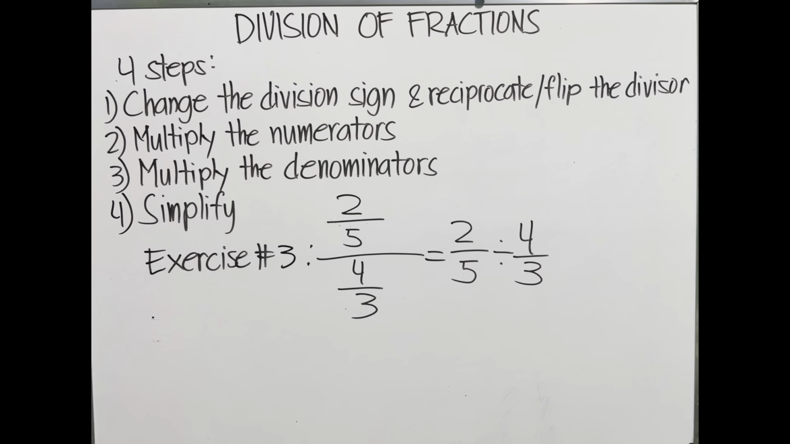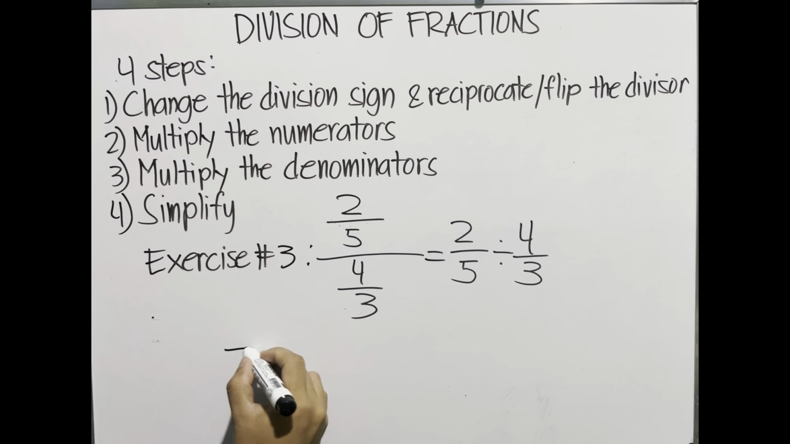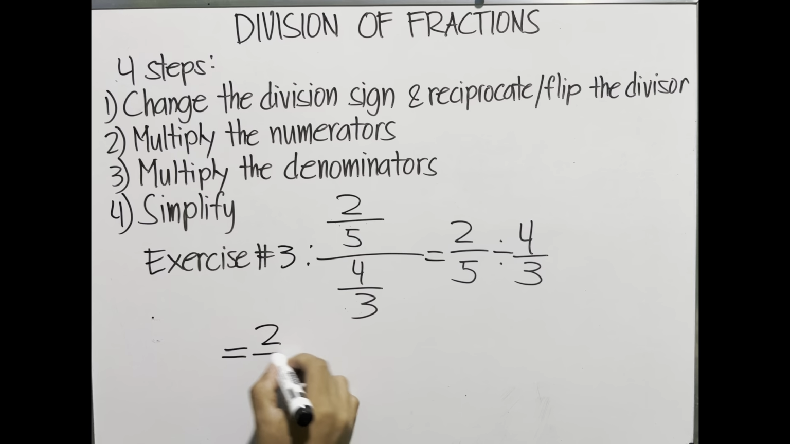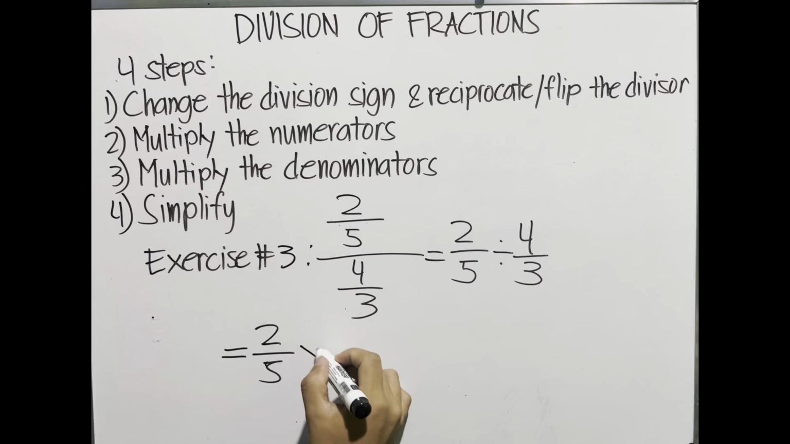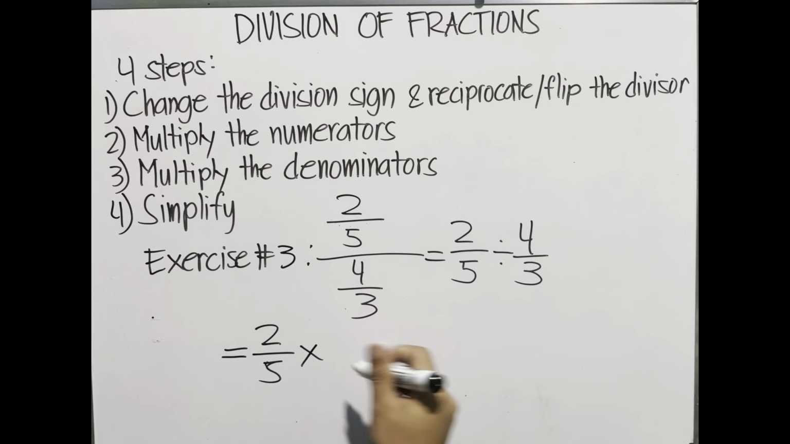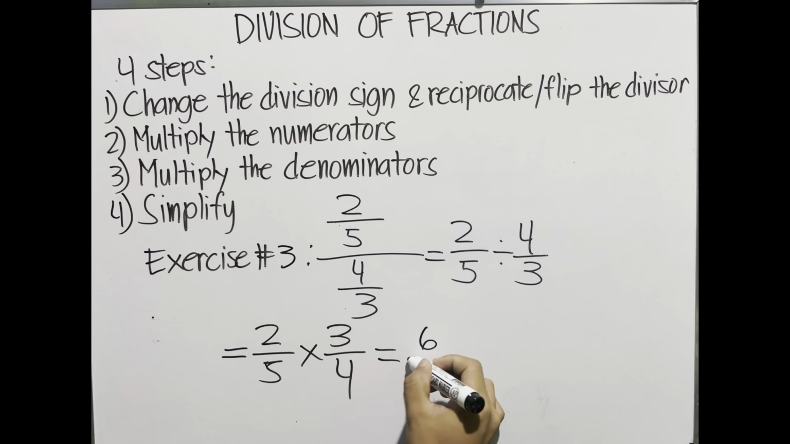Ayan. Pwede na natin i-apply ulit yung natutunan natin kanina. 2/5. Change the sign. Times. Then, baliktarin natin. 3/4. Then, multiply, perform 2 steps, 2, 3, 4. 2 times 3. 6. 5 times 4. 20. And then, step number 4, simplify lang natin.